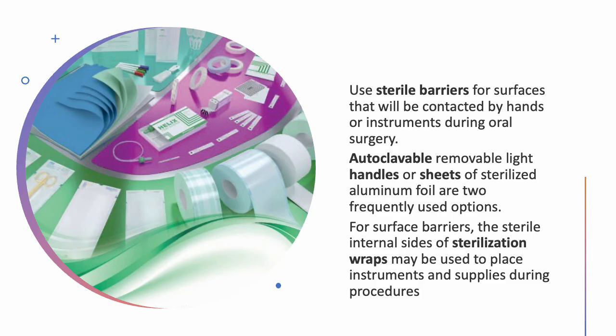During oral surgery, we use sterile barriers for the surfaces that will be contacted by hands or instruments. For example, we use autoclavable removable light handles or sheets. Also, we use sterilization wraps, which we use to place instruments and supplies on.